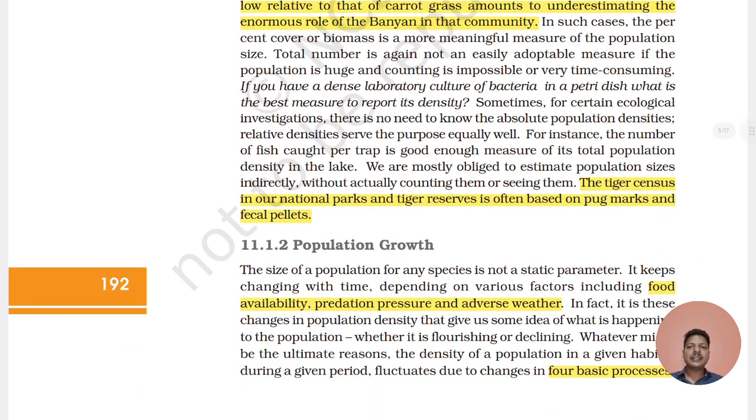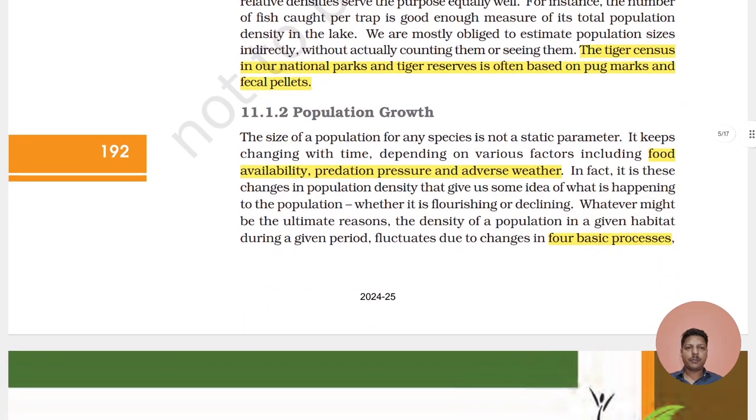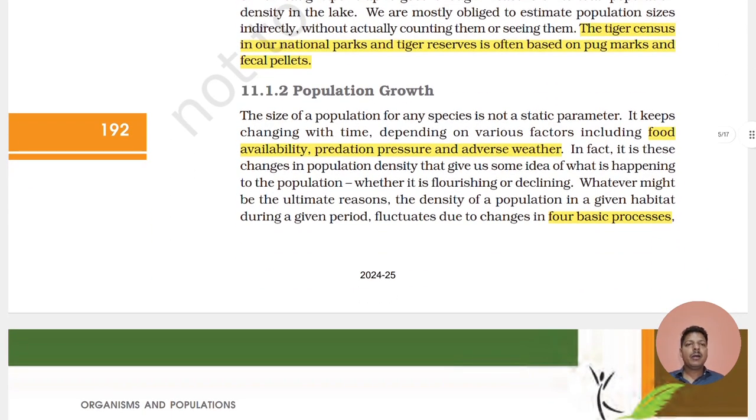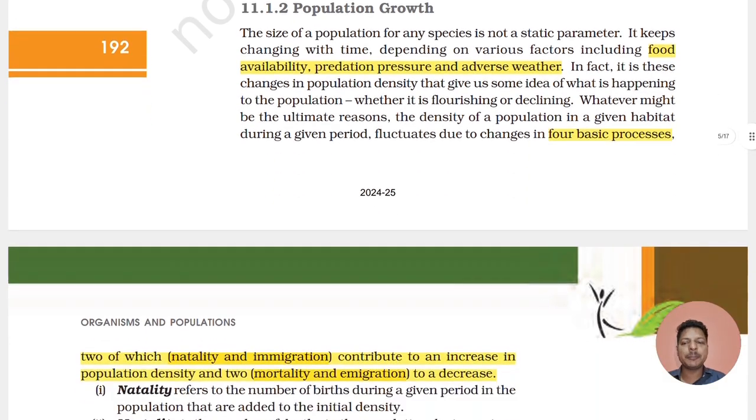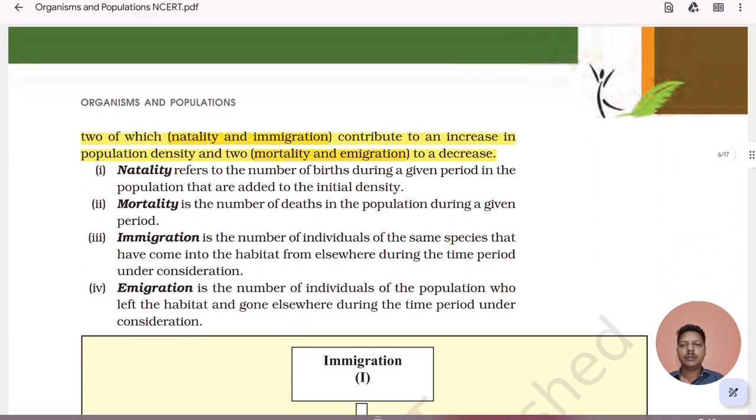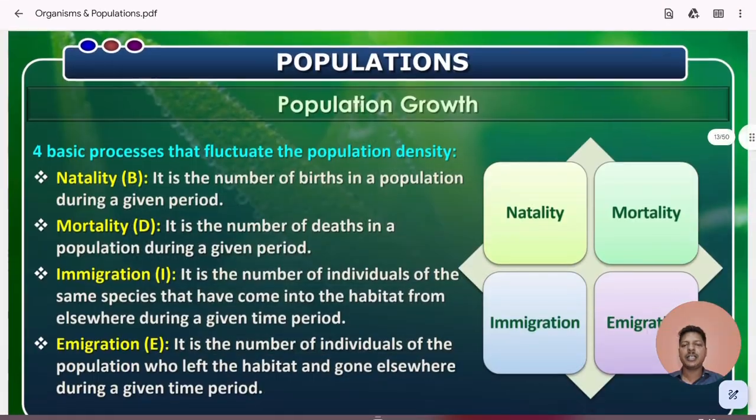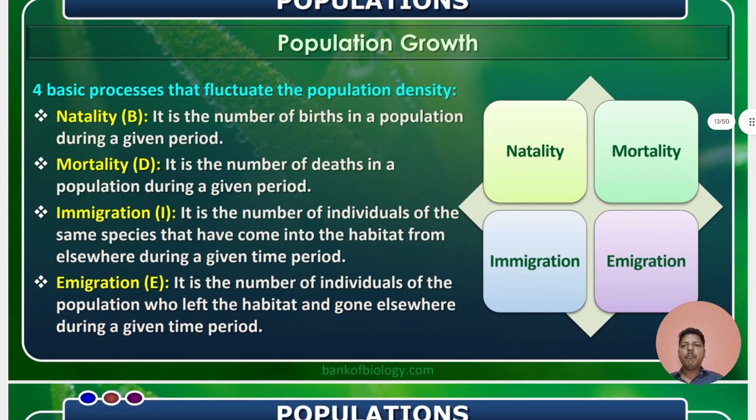Then the tiger census in our national parks and tiger reserves is often based on pug marks and fecal pellets. Next is population growth. Here the size of population for any species is not a static parameter. It keeps changing with time depending on various factors, including food availability, predation pressure and adverse weather. So there are four basic processes. This topic we will discuss in the PDF, then coming to the NCERT, four basic processes that fluctuate the population density.